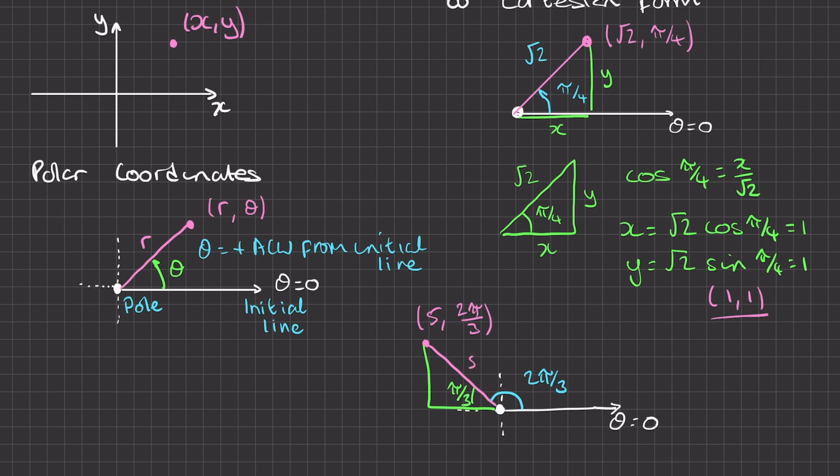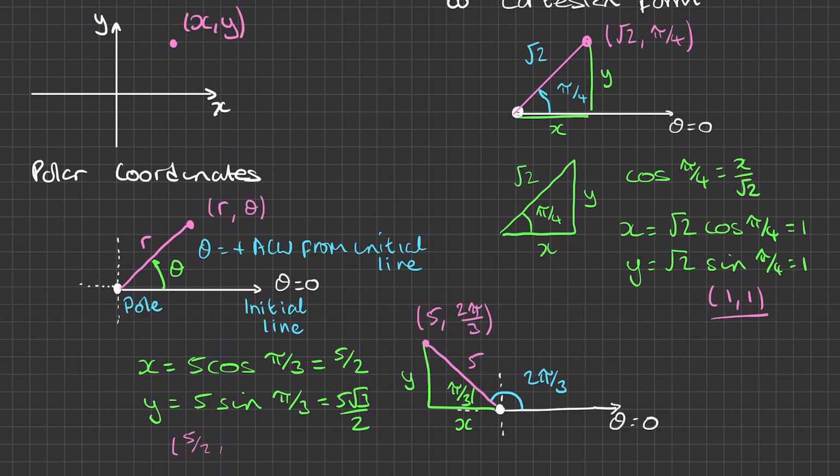And the radius we're told is 5. So to find this x and y value, x will be equal to 5 cos of pi over 3, which gives us 2.5 or 5 over 2. Our y coordinate will be 5 sine of pi over 3, which is 5 root 3 over 2. So in Cartesian form, the coordinates will be 5 over 2 and 5 root 3 over 2. Okay?